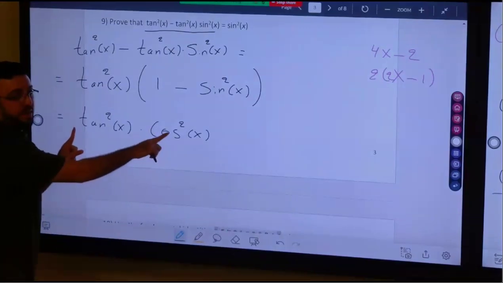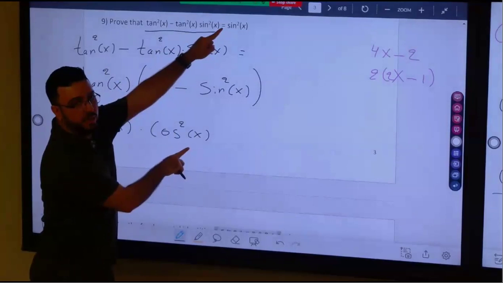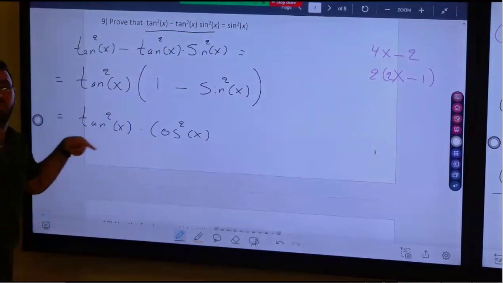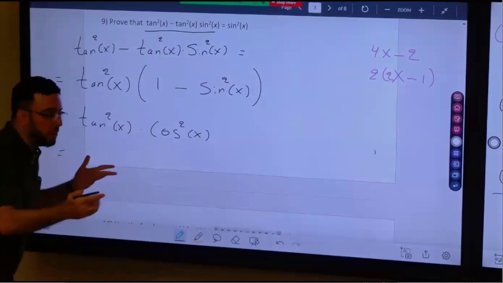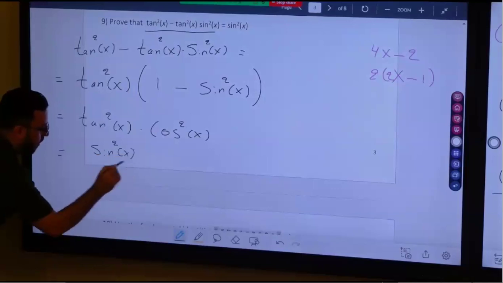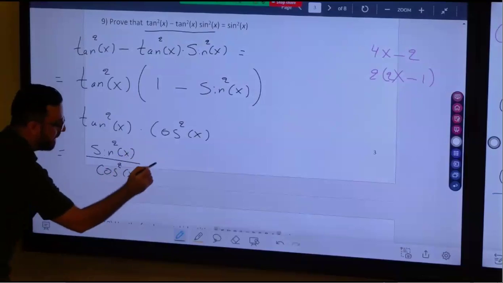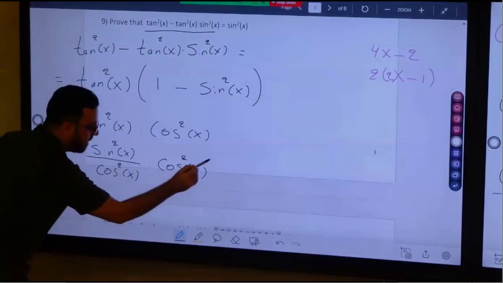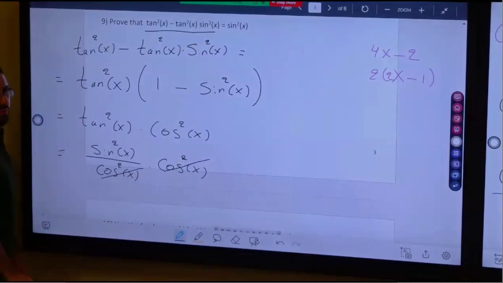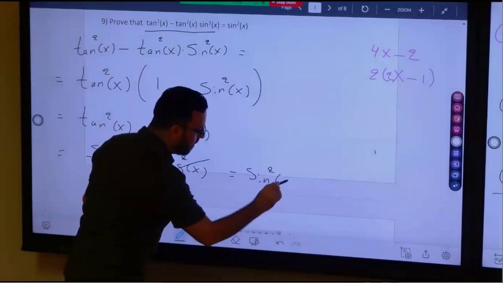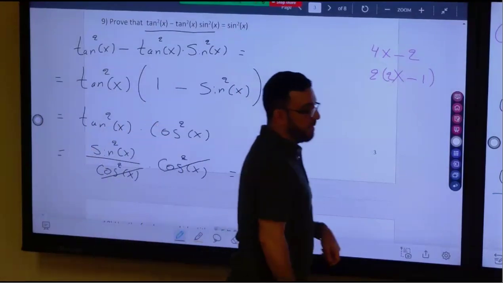I have cosine. My goal is to get sine. Tangent equals sine over cosine. So tangent squared is sine squared over cosine squared x, times cosine squared x. Now, can I cancel this one with this one? What's left? Which is the right side.